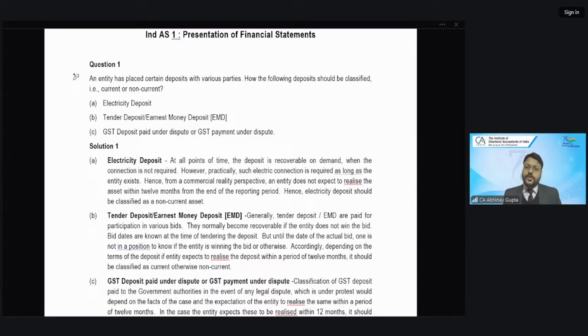For example, the effective portion of the cash flow hedge. You must have studied this hedge accounting under Ind AS 109 financial instruments, right? Yes, sir. Effective and ineffective portions. So you have studied that the effective portion is recorded through OCI, correct?